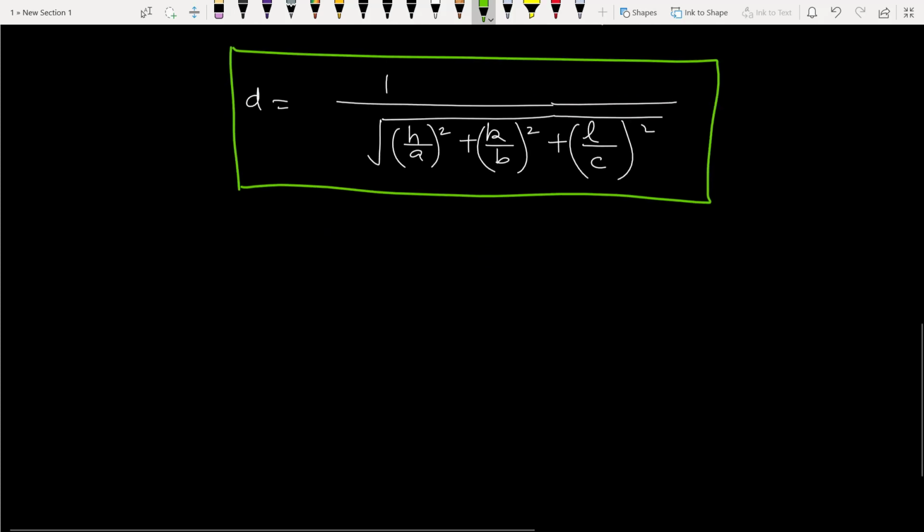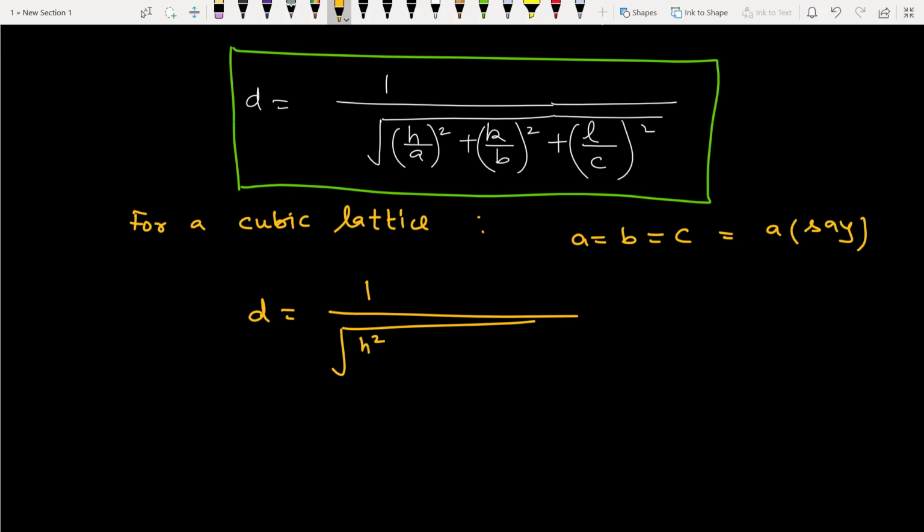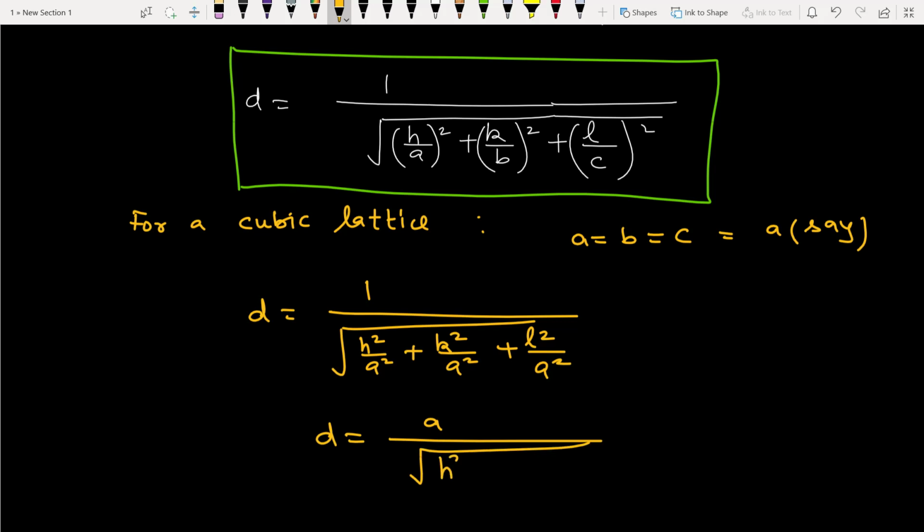For a cubic lattice, A is equal to B is equal to C. Let them be equal to A. So D will be 1 over square root of H square over A square, K square by A square, L square by A square. So D will be A divided by square root of H square plus K square plus L square.